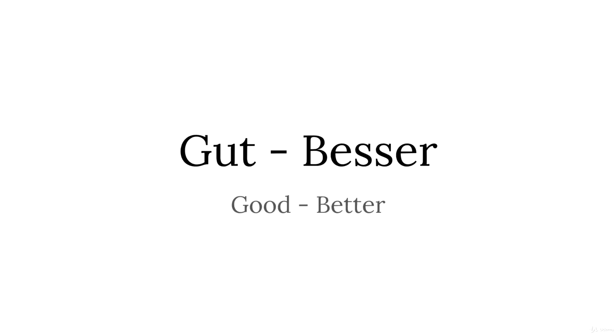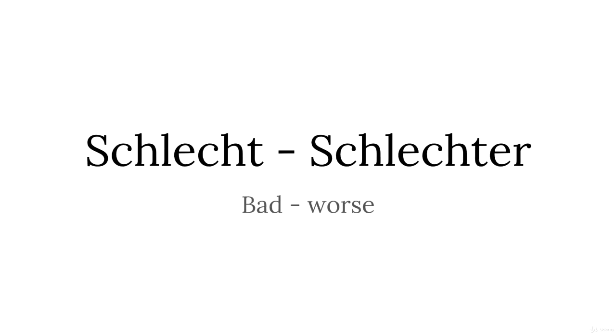The first adjective is good and better. For this you say gut und besser. Gut, besser. The opposite, bad, worse, is schlecht, and then simply adding er: schlechter. Schlecht, schlechter.